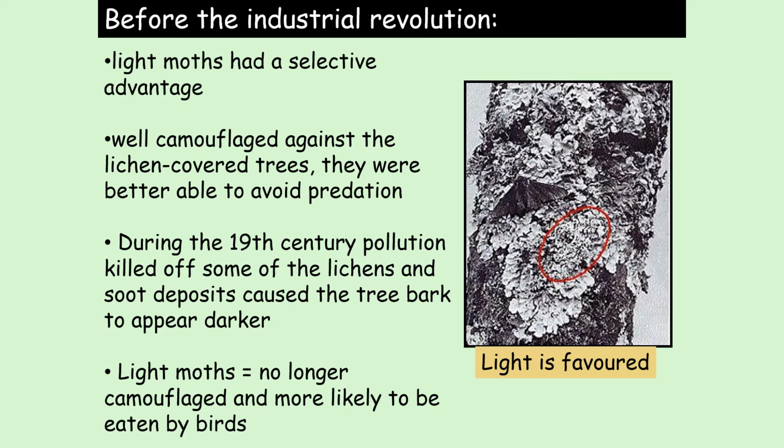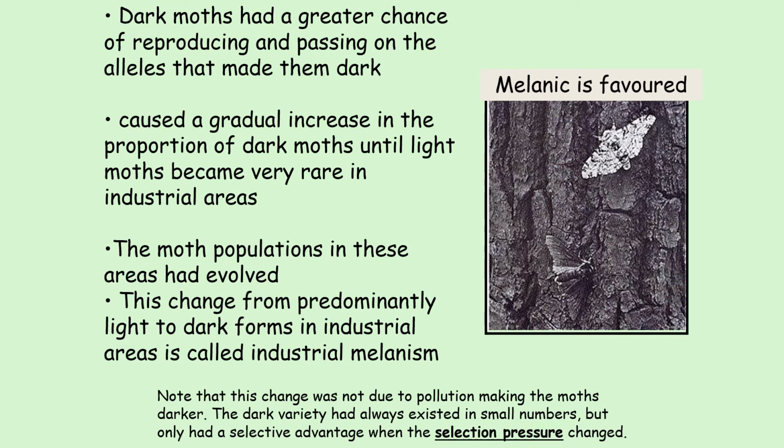But during the 19th century, pollution killed off some of the lichen, and soot deposits caused tree bark to appear dark. So the light moths no longer had the selective advantage because they could no longer camouflage against the tree, so they were more likely to be eaten by the birds. Instead, the dark moths had a greater chance of reproducing and passing on this favourable allele, and this caused a gradual increase in the proportion of dark moths until light moths became very rare in industrial areas. The moth population in these areas had evolved.